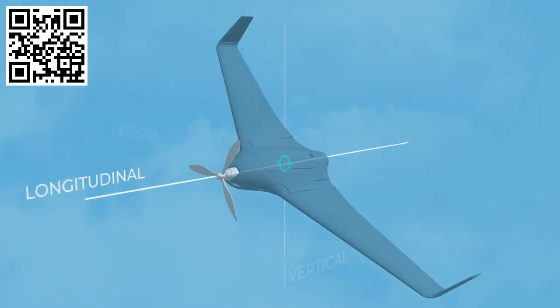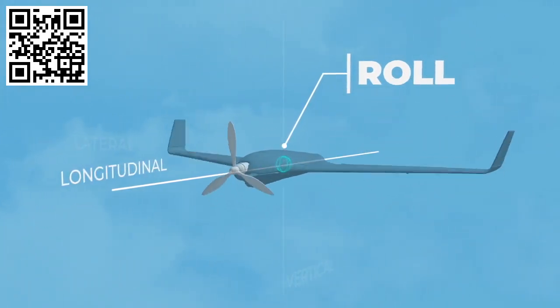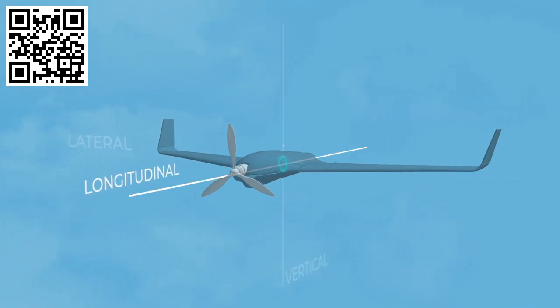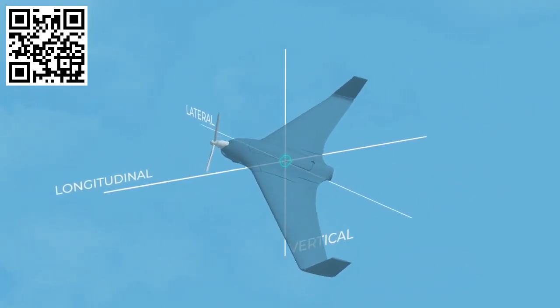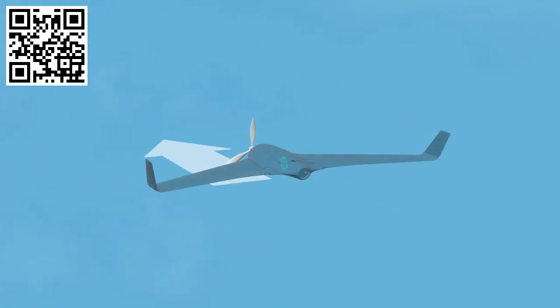Rotation around the longitudinal axis is called roll. This moves the drone's wings. When one wing goes up, the other goes down. When a drone moves, it can combine any of the movements around these axes. With a fixed-wing drone, the direction of travel is always in the direction that the nose is pointing.